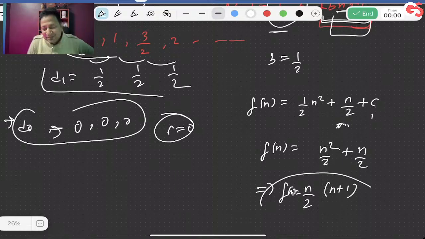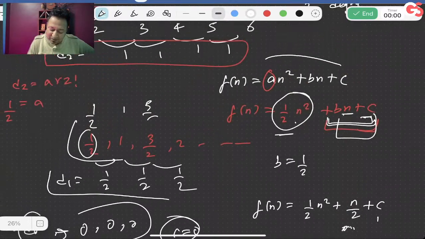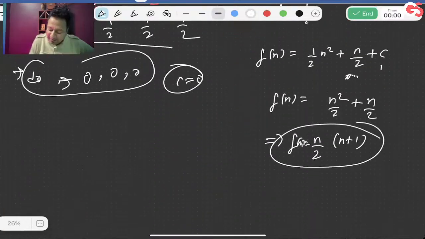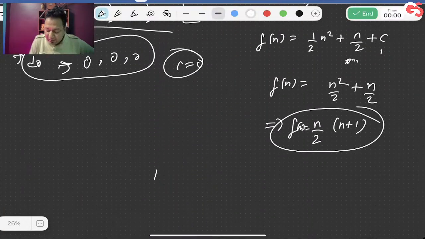This was the sum of natural numbers. Why? The original function was 1, 3, 6, 10, isn't it? 1 is the sum of the first natural number, 3 is the sum of 1 plus 2, 6 was 1 plus 2 plus 3, 10 was 1 plus 2 plus 3 plus 4, and so on.